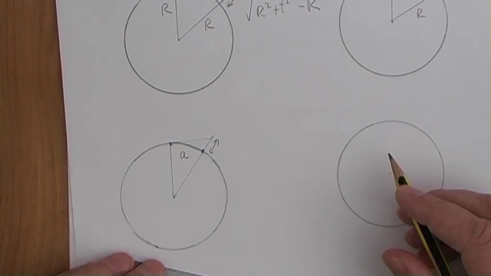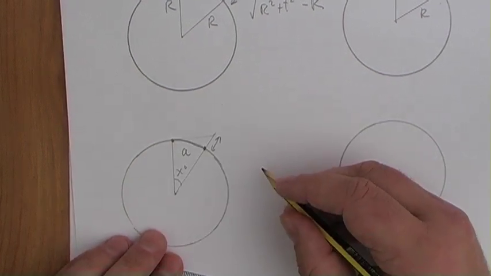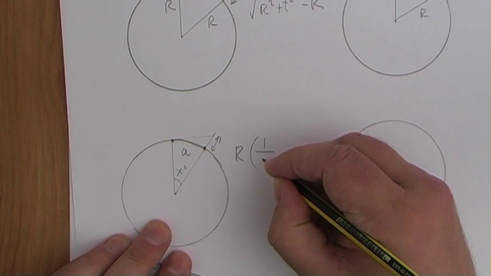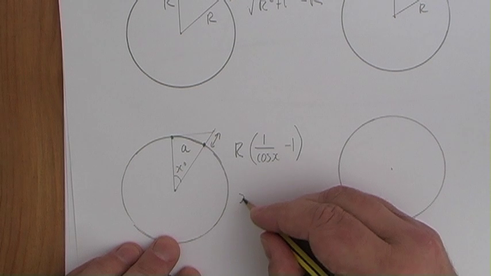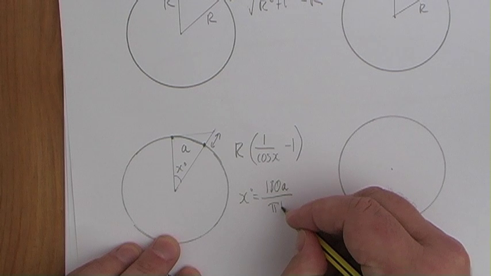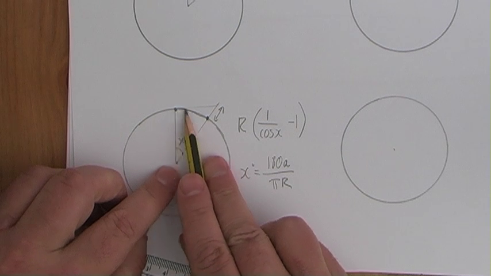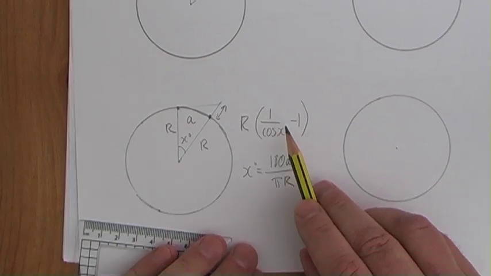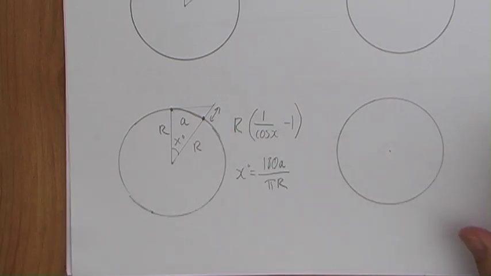Well, that is given by, first of all, if that's the angle x, then the formula for that one is r times, in brackets, 1 over the cosine of that angle x, minus 1. And that angle x is given by 180 A divided by pi r. So you get that angle by doing 180 times the arc length divided by pi times the radius. Then if you do 1 over the cosine of that angle minus 1, and multiply all of that by the radius, that'll give you what that distance there is.